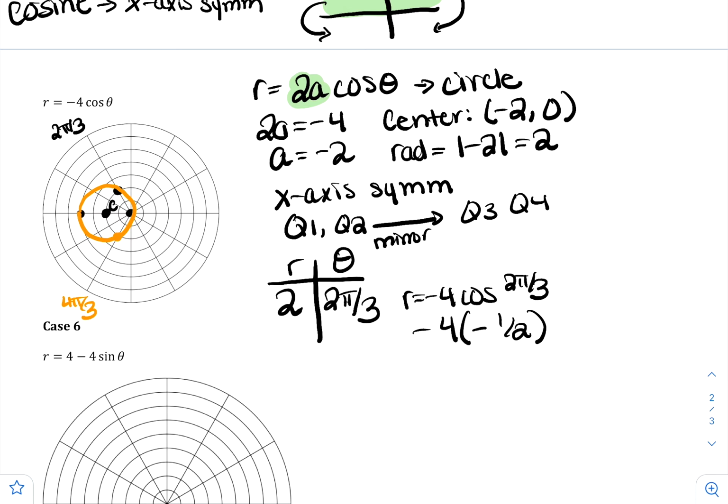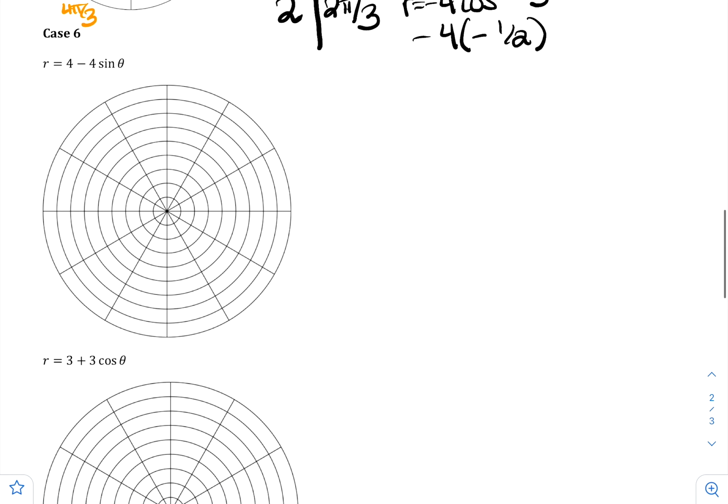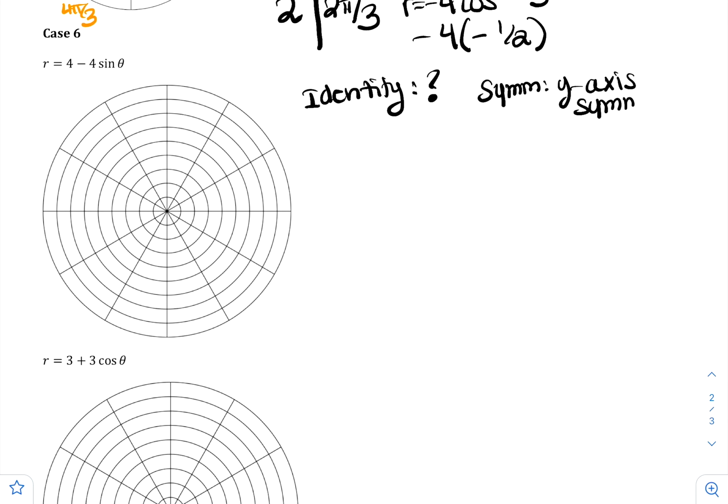Okay, next we're going to go into case 6. And I have 2 examples of case 6, and I'm going to write to you what is case 6 after we do it. So when we want to identify, for now it's going to be a question mark. The symmetry, it has sine, so it's going to be y-axis symmetry. What that means for me is that I'm going to graph in quadrants 1 and quadrants 4, and I'm going to mirror to 2 and 3.